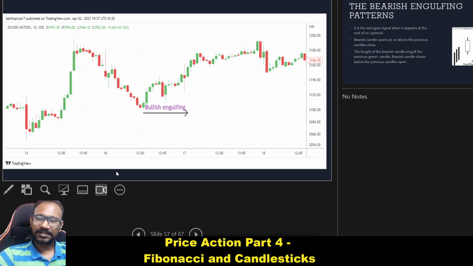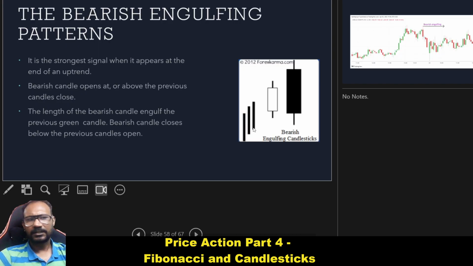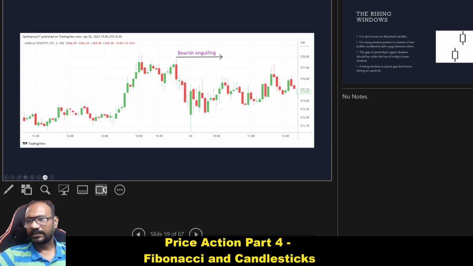When it happens at the top of a bull run, then that's called the bearish engulfing, which is the next pattern. Here you see a white candle swallowed by a red candle happening at the top of the uptrend. Here is an example of that. This is one.